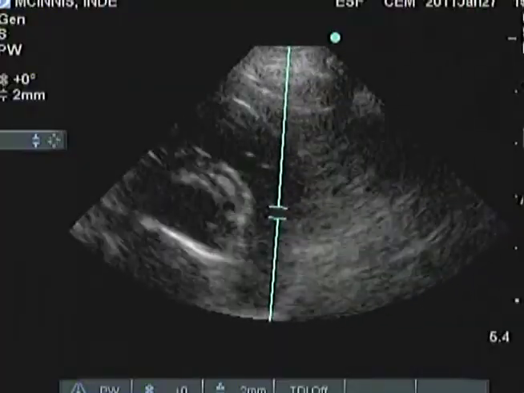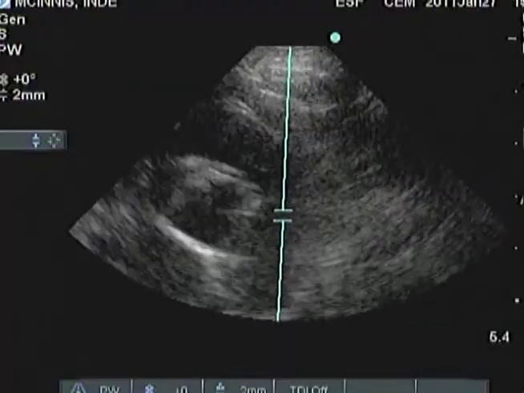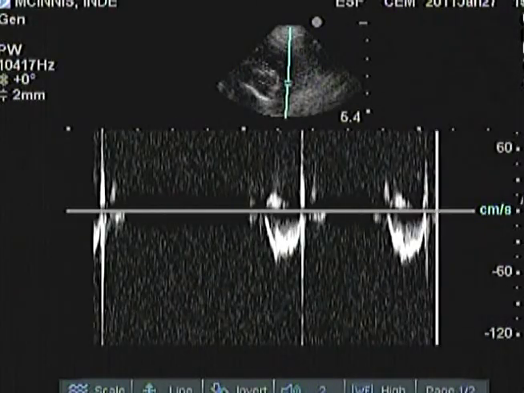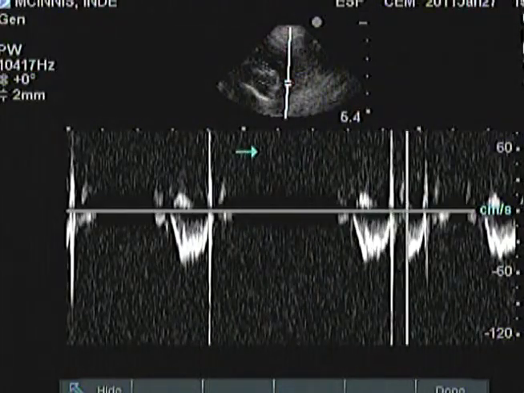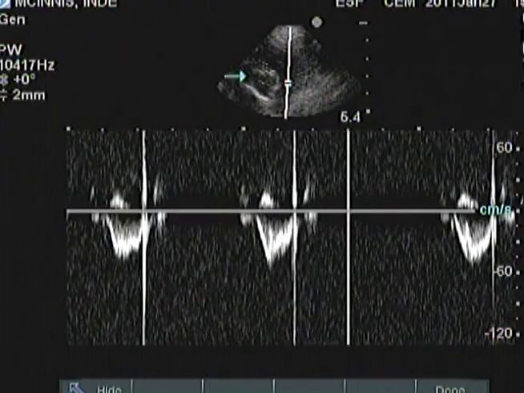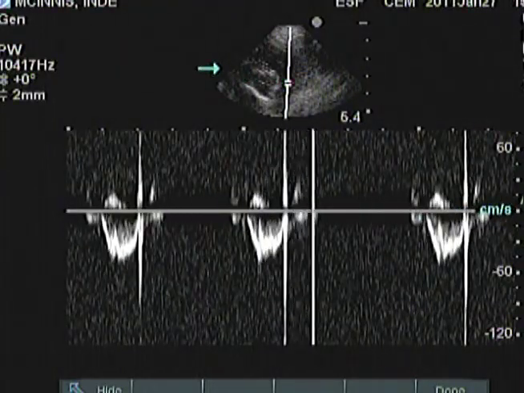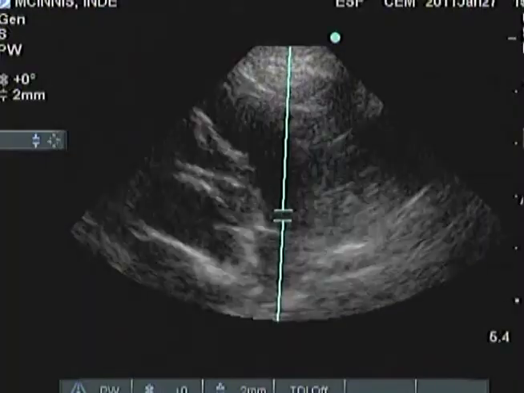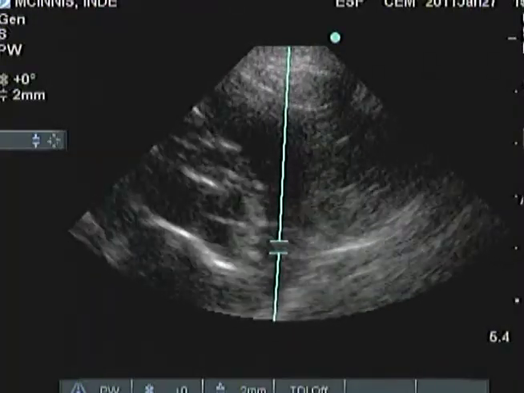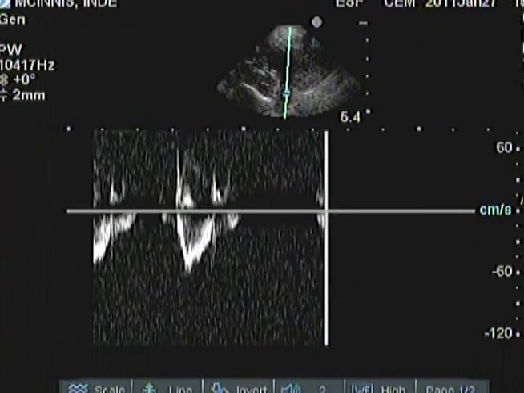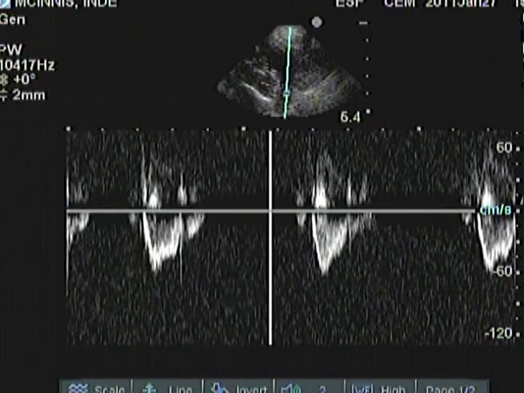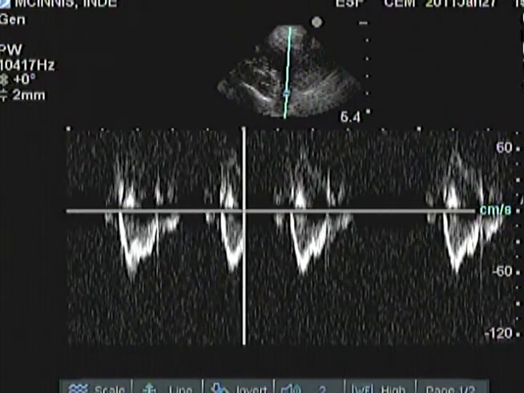With pulsed wave Doppler, blood flow is measured only at the gate and nowhere else on the cursor line. The gate is placed in the area of maximum flow velocity. This is usually at the tips of the valve leaflets when they are fully open. Maximum flow velocity with pulsed wave Doppler is limited to 1.5 to about 4 meters per second, depending on the machine you are using.